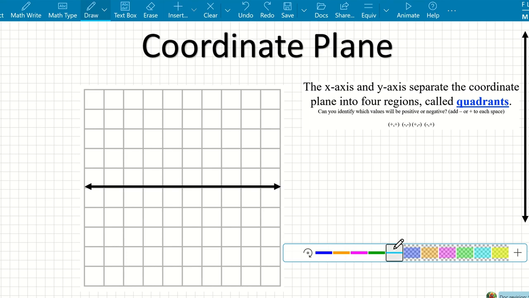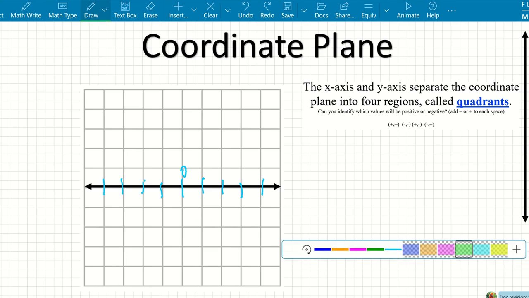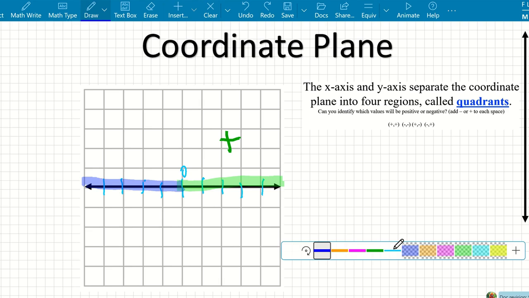If I mark this as 0 and the remaining intervals, you may recognize this as the number line that it is. We know that everything to the right of the 0 on the number line is going to be positive. And we know that everything to the left of the 0 on the number line is going to be negative.